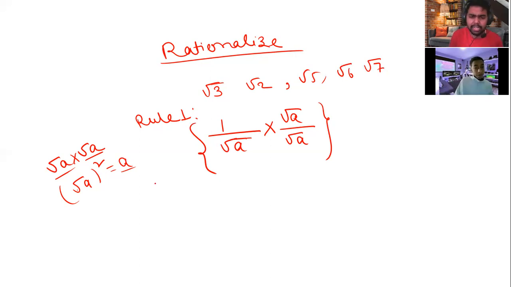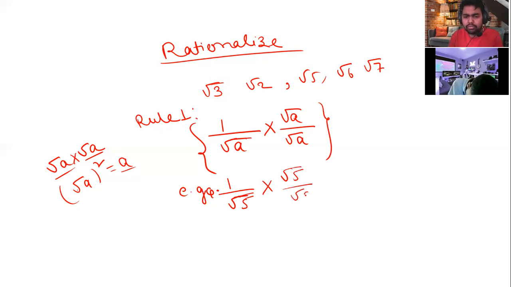See, one example I'm giving here, try to understand. Suppose there is 1 by root 5. This is my question. If I have to rationalize, simple thing, I would be multiplying. So this is like 1 by root a, and instead of a we have 5. I would be multiplying numerator by root 5 and denominator also by root 5.